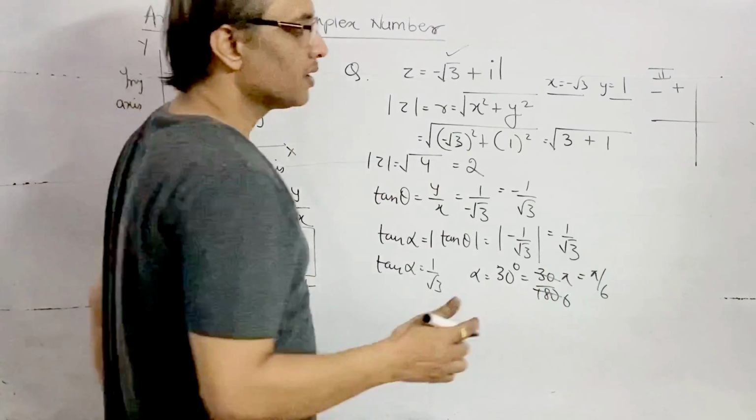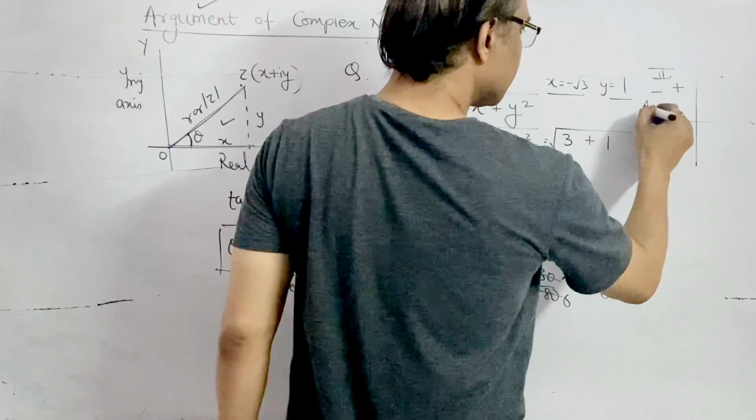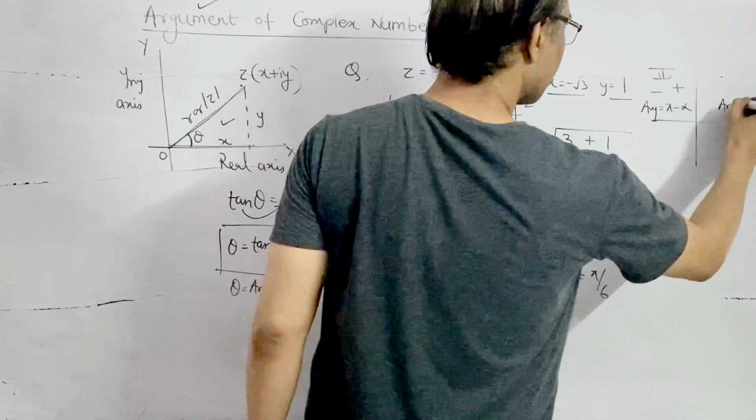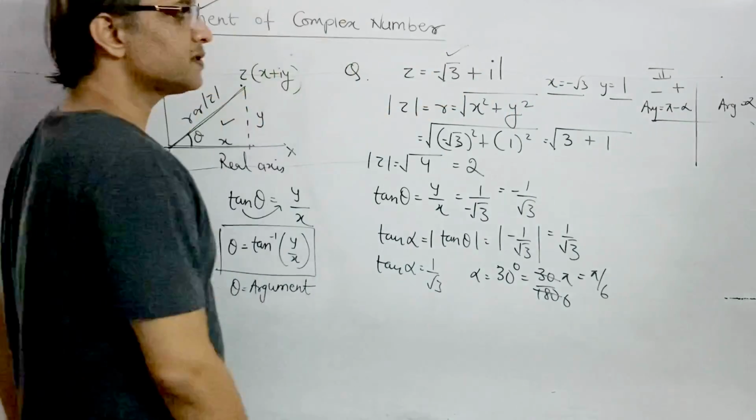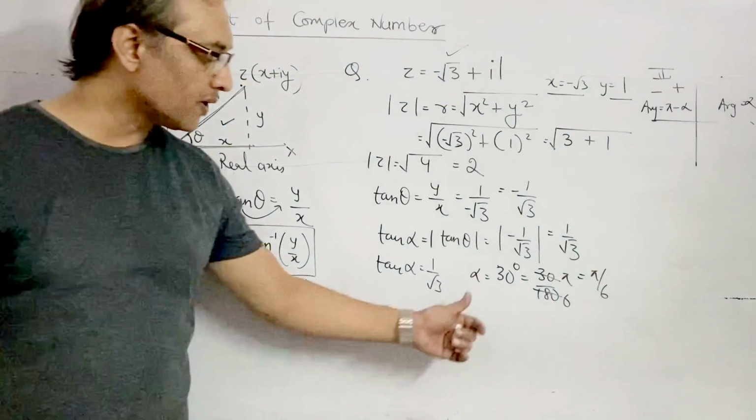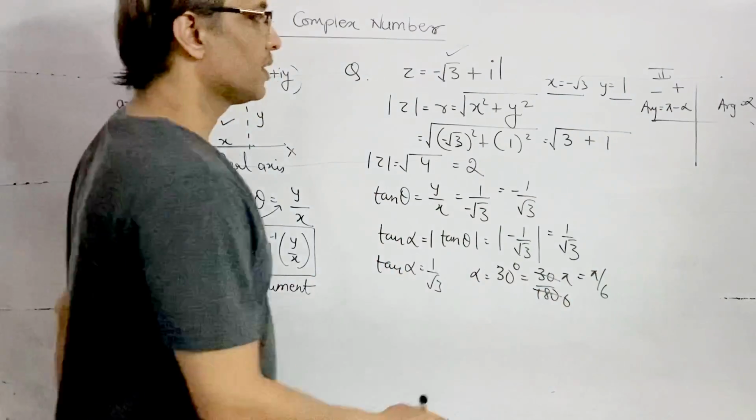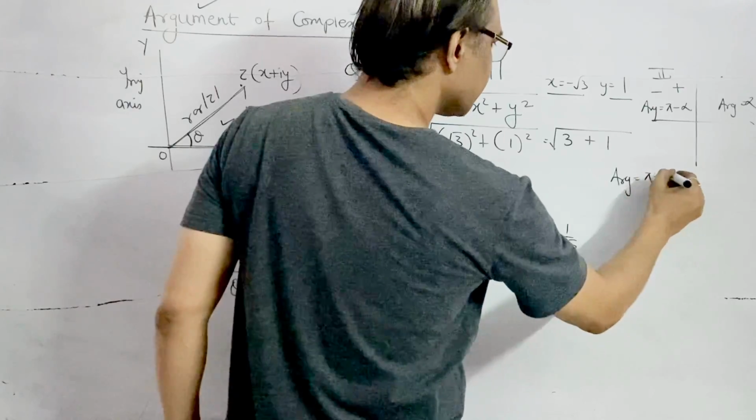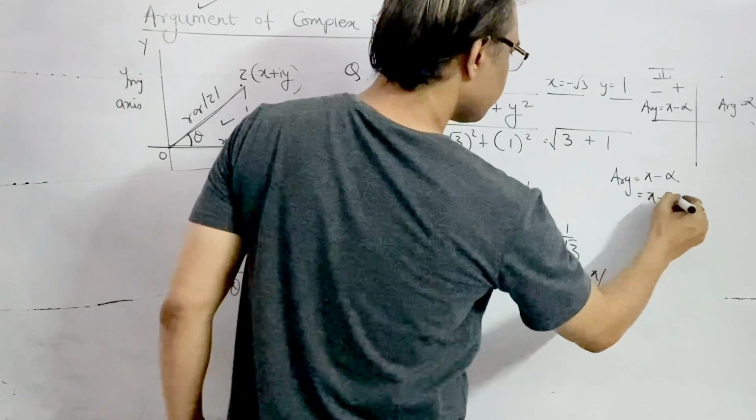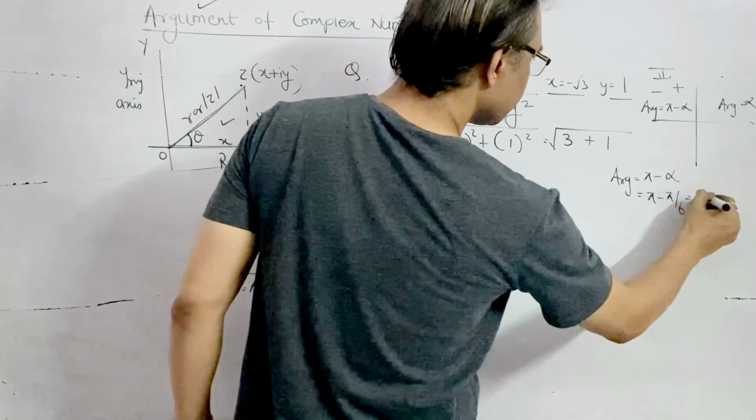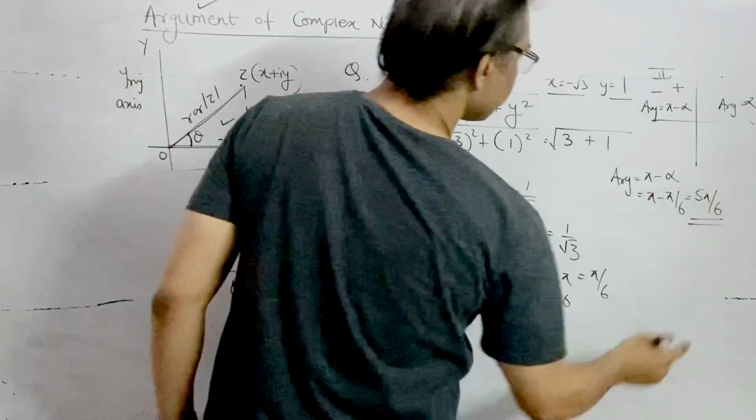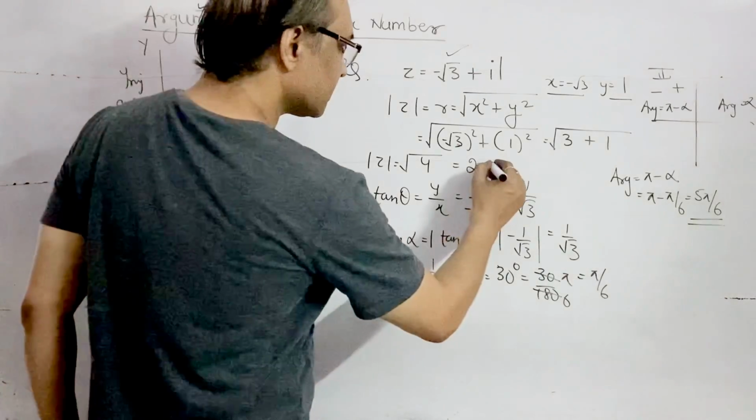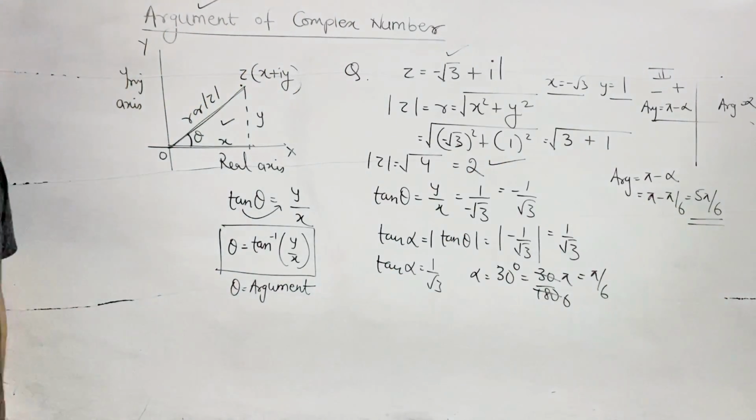And I've told you that in second quadrant argument is pi minus alpha. In first quadrant it is alpha. But in the second quadrant it is pi minus alpha. And we know the value of alpha, that is pi by 6. So argument will be pi minus alpha, that is pi minus pi by 6, that is 5 pi by 6. So we have got the value of argument and we already calculated the value of modulus. So we have got the values of both.